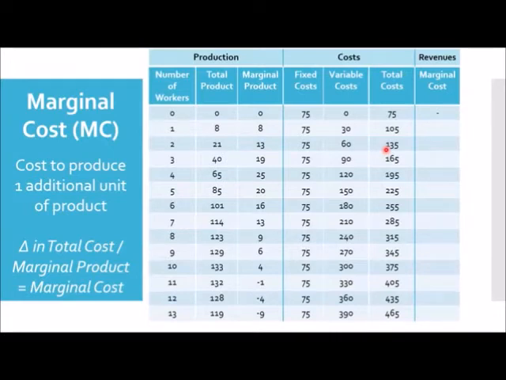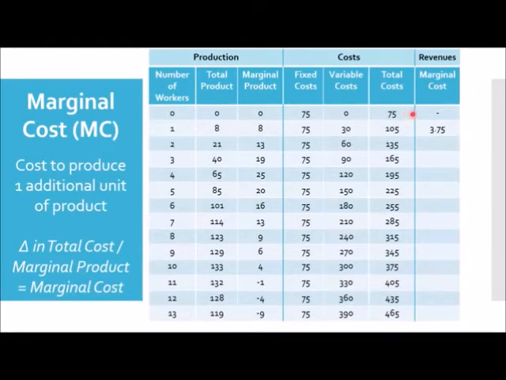Obviously with zero product, zero workers, we're not going to deal with anything there. But what we would say is our marginal cost at our first worker is $3.75. Now why is it $3.75? Well, what we need to find is first our change in total cost. So when we went from 0 workers to 1 worker, our total cost went from 75 to 105, which means our change in cost was $30. So we're spending $30 more.